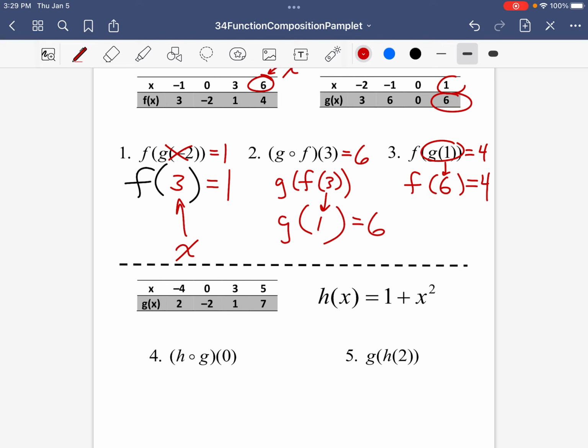You want to try a few? Yeah, try it. See if you can do f of g of 0.